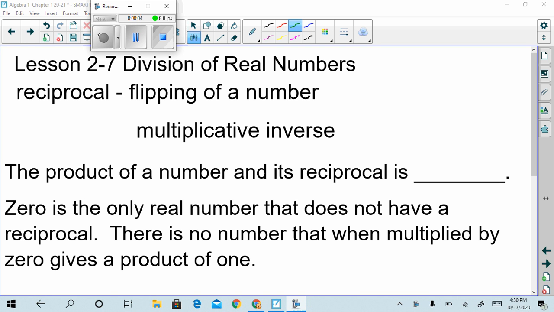The last section before we take the Chapter 2 test is on division of real numbers. Recall that a reciprocal is just a flipping of a number. We call that the multiplicative inverse. The product of any number and its reciprocal is 1.